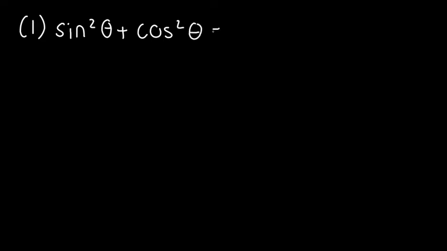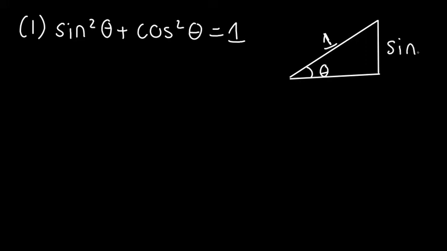From the trig identities video, we can recall three of the most famous Pythagorean identities. The first one being sine squared theta plus cosine squared theta is equal to 1. And this comes from the right triangle, which has theta as the angle, and 1 as its hypotenuse. Then the opposite side must be sine of theta, and the adjacent side must be cosine of theta.